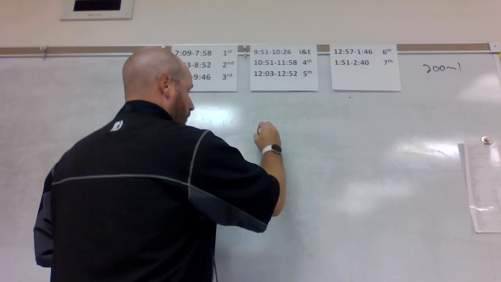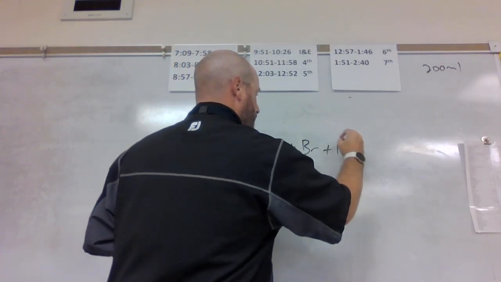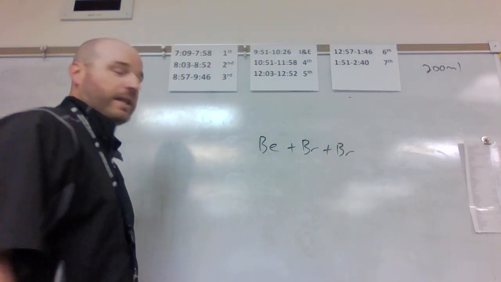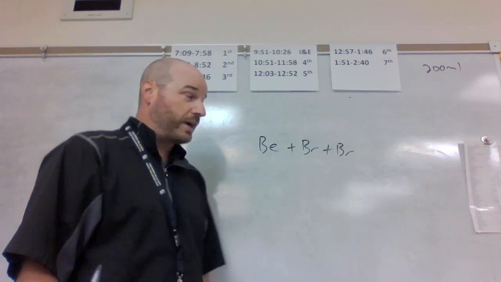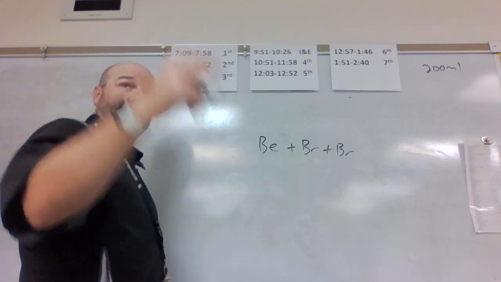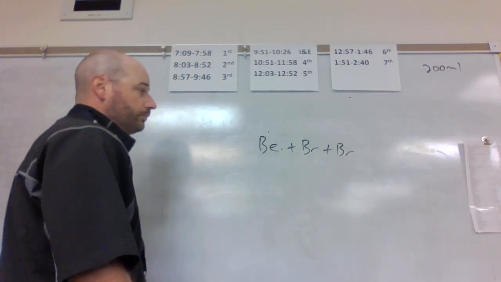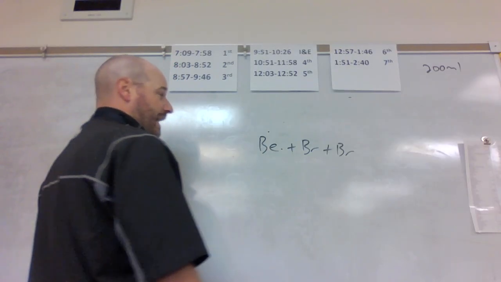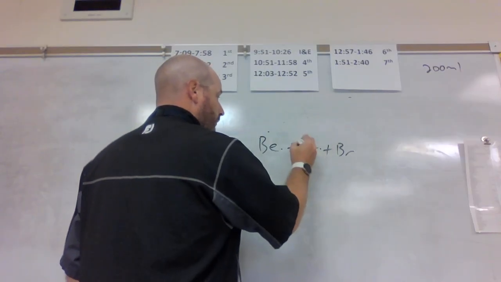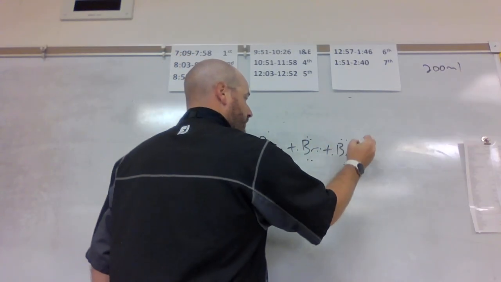So beryllium, bromine, let's do it. Let's break it down. Beryllium plus bromine plus bromine. Remember that subscript is telling us how many atoms are present of that element. Beryllium, being an alkaline earth metal, is going to have 2 valence electrons. Bromine, being a halogen, is going to have 7. So 1, 2, 3, 4, 5, 6, 7. 1, 2, 3, 4, 5, 6, 7.